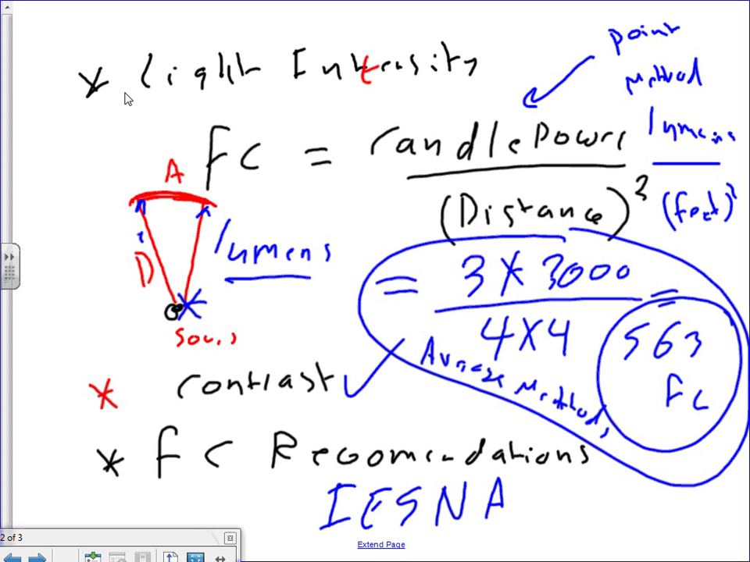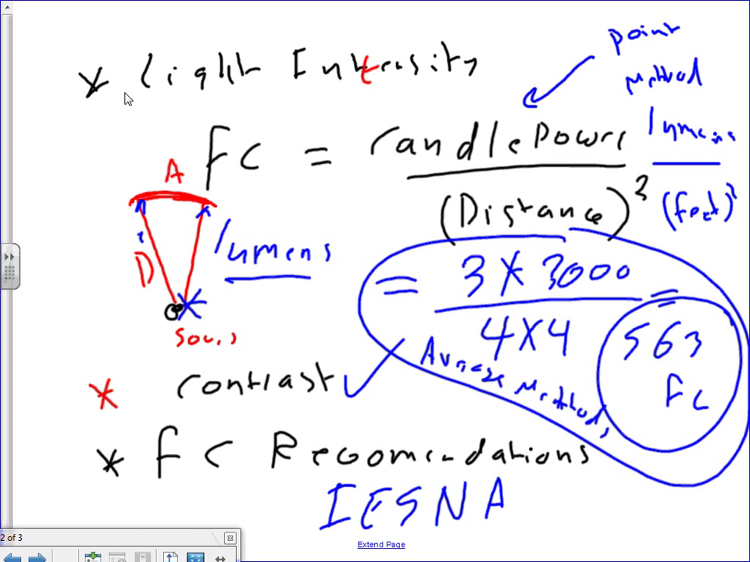You divide it by the distance squared. So for example, Adam, right above your head is a light fixture. If it has 6,000 lumens, and the distance from the fixture to your head is 6 feet, take the 6,000 lumens and divide it by 6 feet, squared, the distance squared. That will get you how many foot candles on average that fixture is emitting right above your head. Does that make sense, guys? That's how they calculate the foot candle. This is called the point method. The point method.